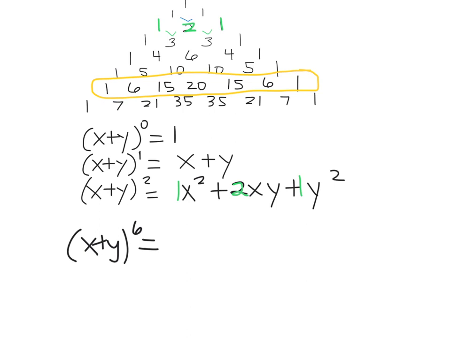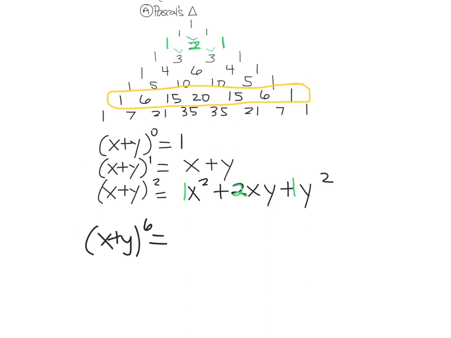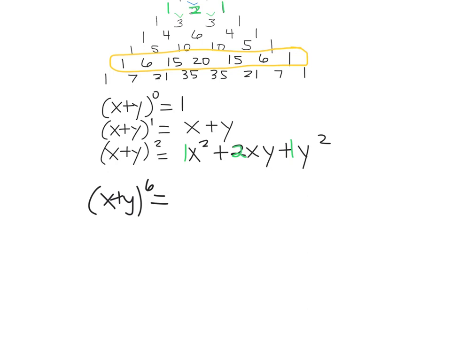Okay, and what you're going to do is, 1 is our leading coefficient, so you have 1, and you don't have to write the 1. 1x to the 6th. Our next coefficient is 6. What happens is the exponents on the x's go down, and the y's go up. So the next one would be x to the 5th, y to the 1, which is y. Then the next coefficient would be 15. x is now to the 4th, and y is squared.